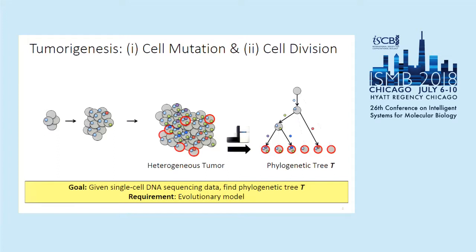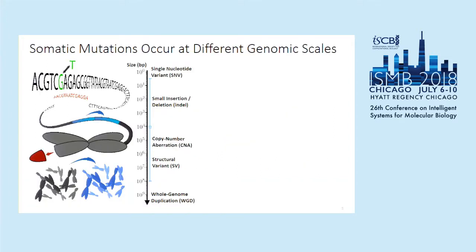In order to do this, you need an evolutionary model that tells you how somatic mutations arise in a tumor. Somatic mutations occur at different genomic scales. Most of the time, when people talk about somatic mutations in cancer, they talk about SNVs, single base changes, single nucleotide changes. However, there are also copy number aberrations, where you lose entire chromosome arms. You also have whole genome duplications. And what's really important is that there is an interplay between these different types of events.